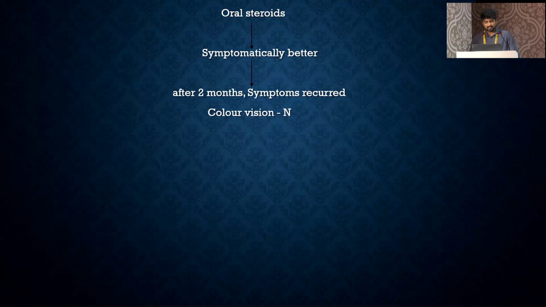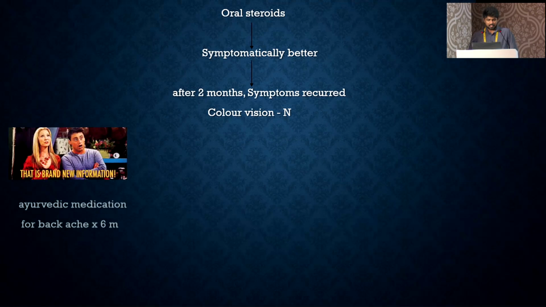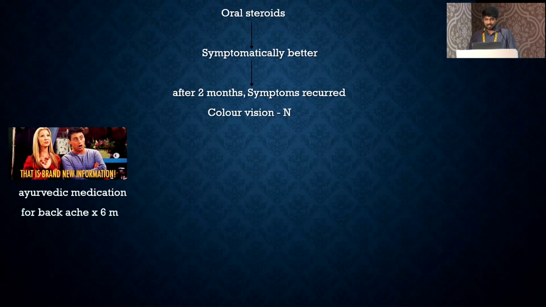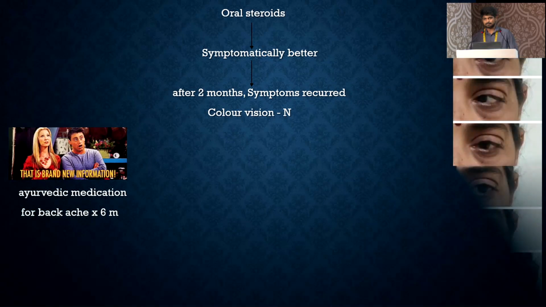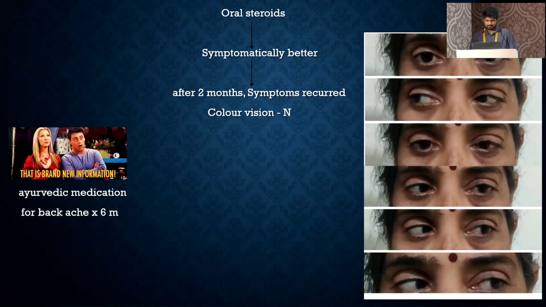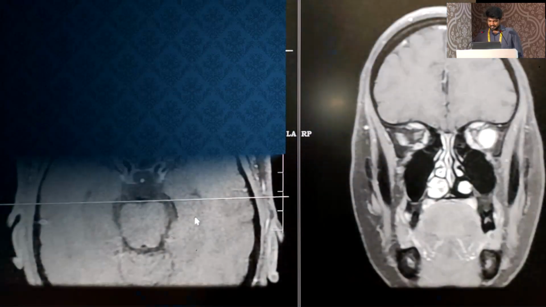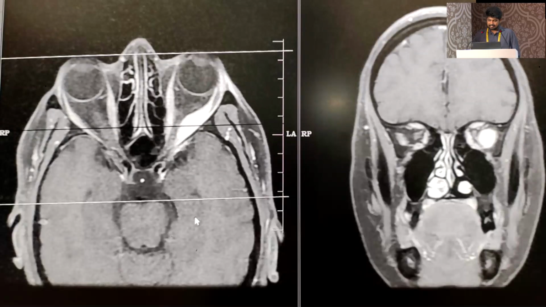But this time around, the color vision was normal. So we got a new information that she was on Ayurvedic medication from 6 months, but that was again not significant. Her lag in the left lateral rectus was still present. We got a repeat MRI done, and there was only decrease in the size of the lateral rectus, but the lacrimal gland enlargement remained.